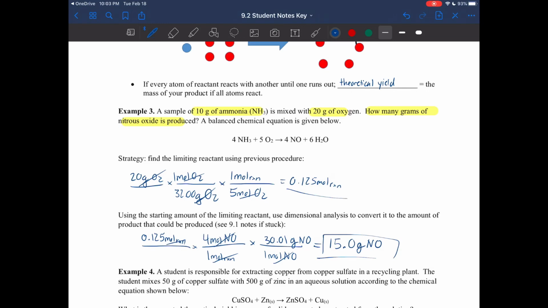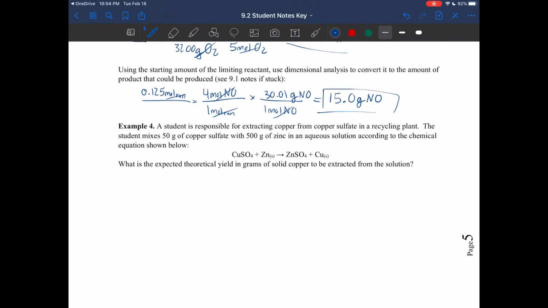I mean, along the way, maybe disaster strikes, maybe lightning strikes the lab, or maybe the reactants don't all collide with each other to form a product. All these things could go wrong, but in theory, if everything is perfect, 15 grams of NO could be formed. All right, final example.